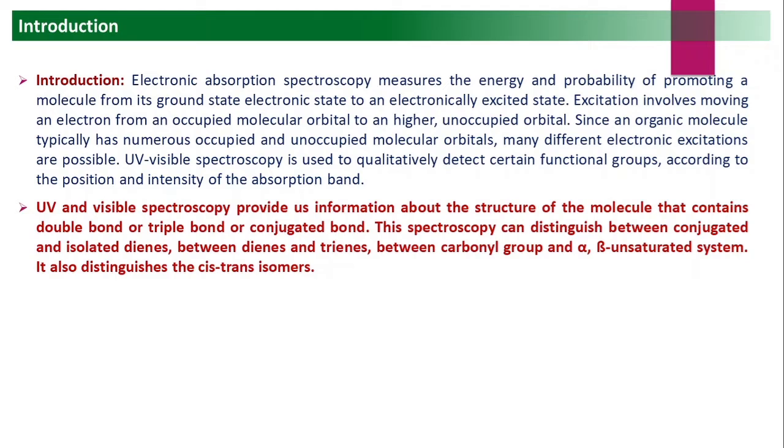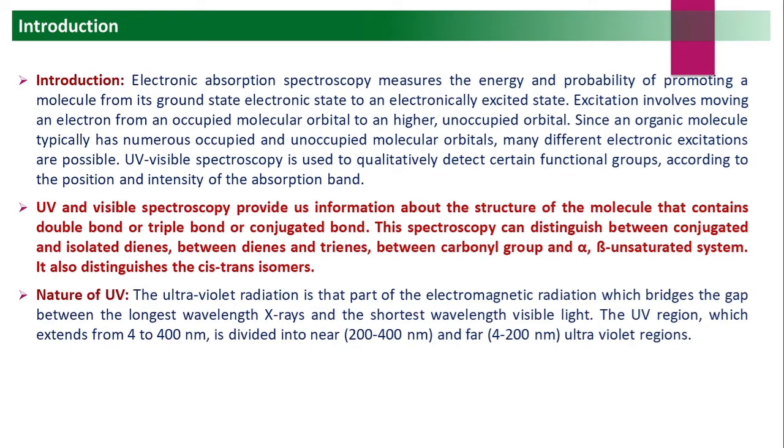So UV visible spectroscopy is mainly for structures which contain conjugated multiple bonds. We can differentiate between isolated multiple bonds and conjugated multiple bonds, either carbonyl or double bonds like alkenes. UV visible spectroscopy can also distinguish between cis and trans isomers, that is geometrical isomers of the double bond. So this spectroscopy is mainly useful for unsaturated compounds, that is, compounds which contain multiple bonds.